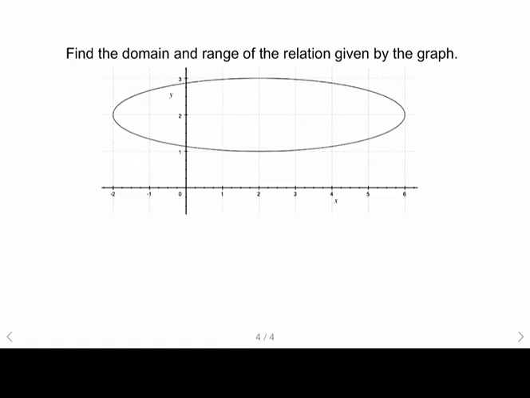For our next example, we're looking at find the domain and range of the relation given by the graph, which is an ellipse, and the domain is going to be the set of x values associated with which we have graph. And the range is the set of y values, again, for which we have graph.